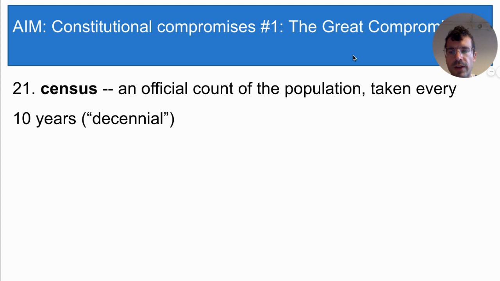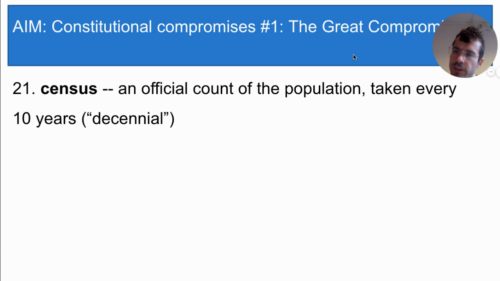The last question, how does a state know the size of its population? The answer is the census. So go back to your vocab sheet now. The census is an official count of the population taken every 10 years. Every 10 years, census workers go out, knock on doors, and gather information about how many people live in each part of the country. And that data is then used to determine the number of representatives each state gets in the House of Representatives. Big states get more representatives than the small states.